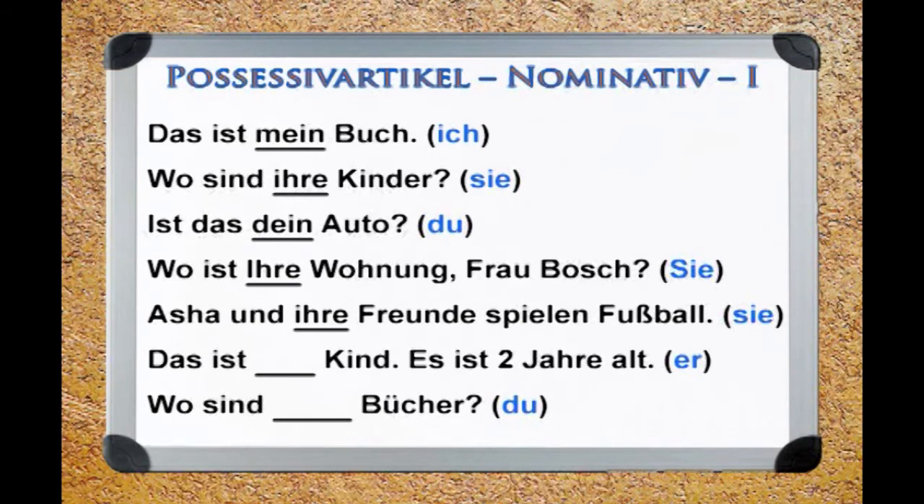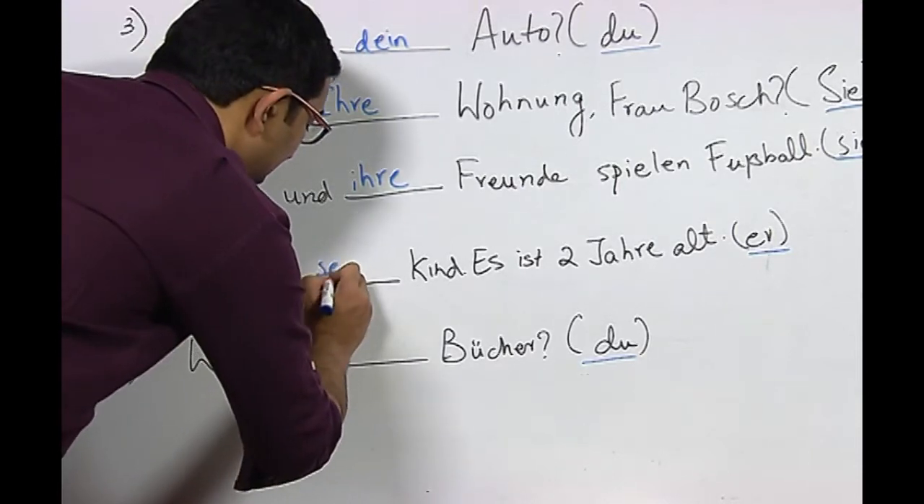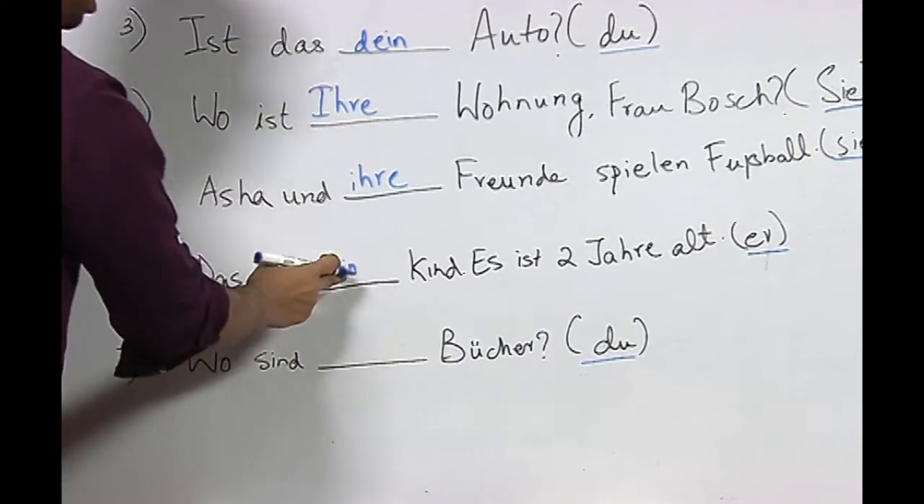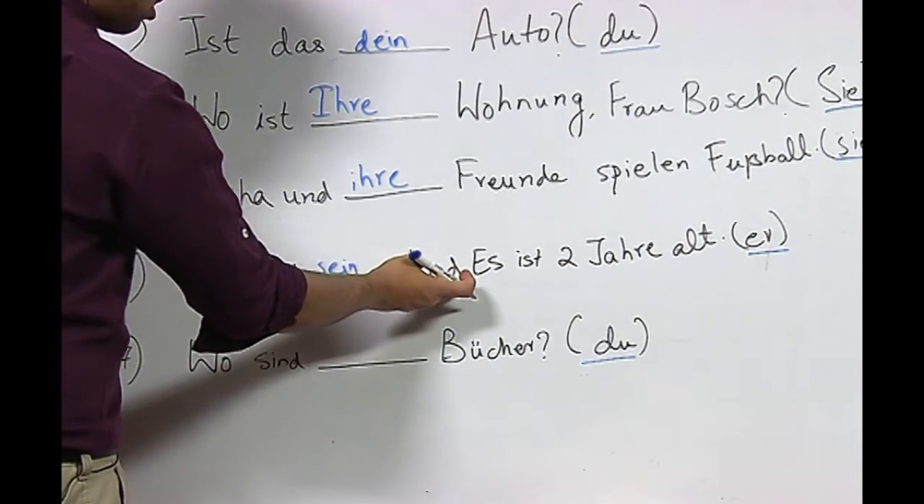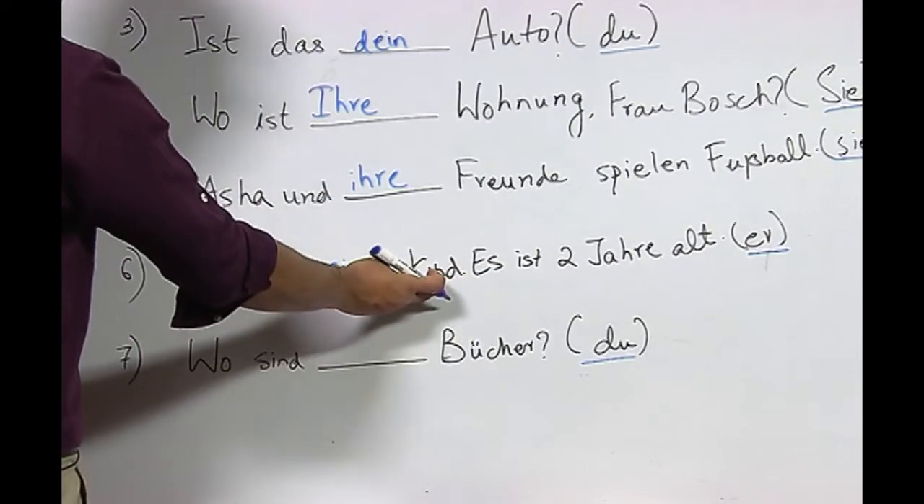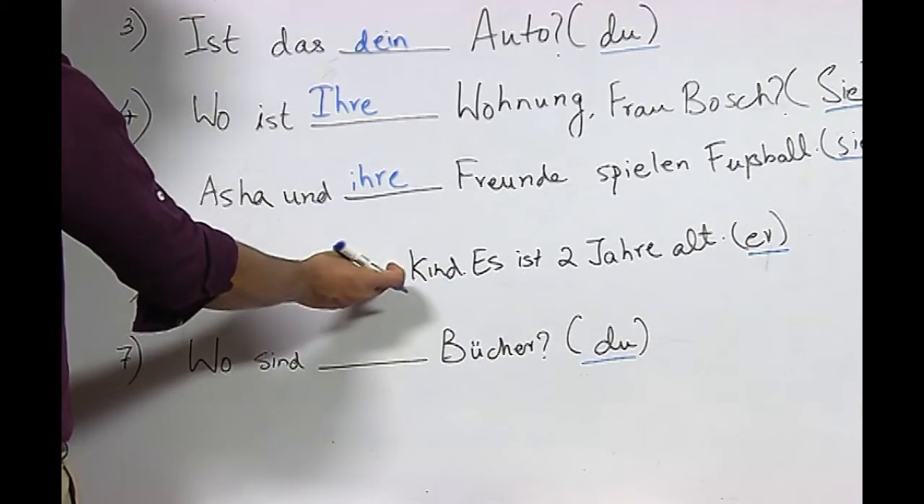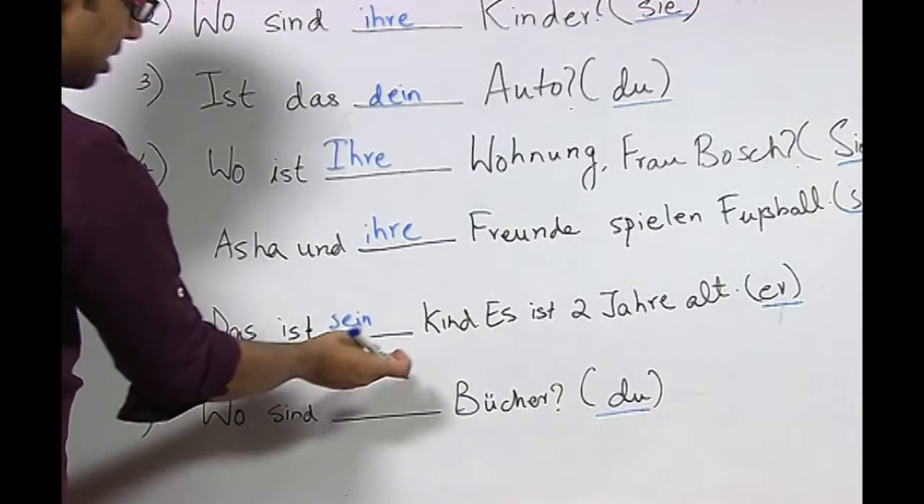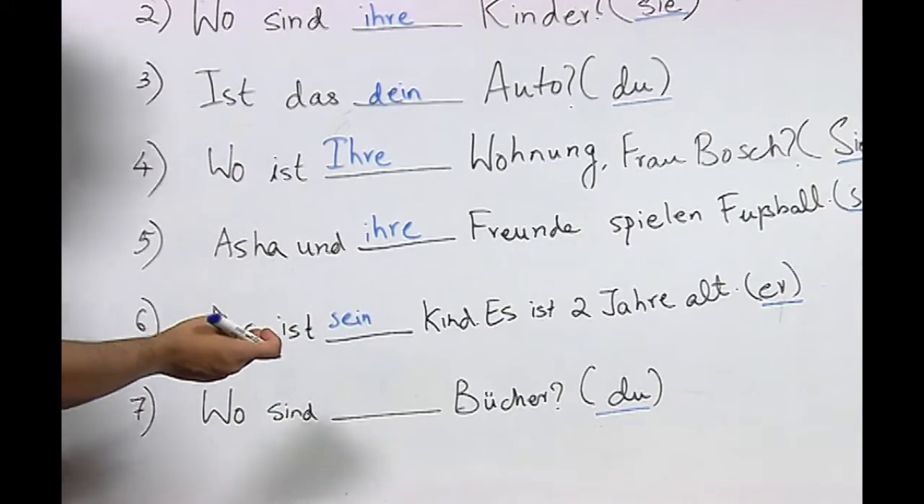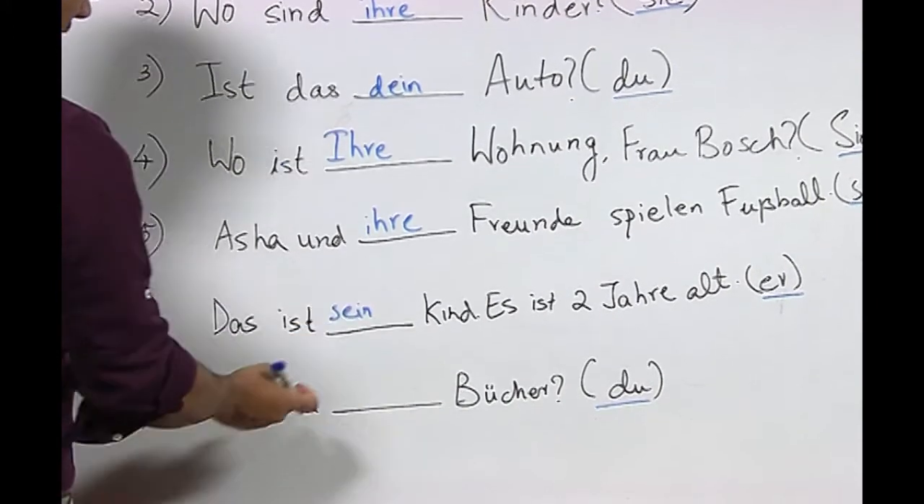Now, let us look at question number 6. Das ist Kind, es ist 2 Jahre alt. If you look at the bracket, we have the pronoun which is the masculine pronoun in third person, and you know that the possessive article for the masculine pronoun is sein. There is no ending for this possessive article because the article for the noun is das Kind, and as you know, for neutral gender as well as for masculine gender, there are no endings for the possessive article.